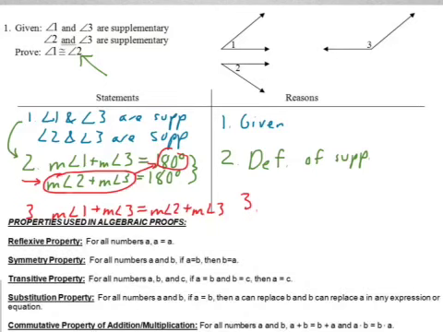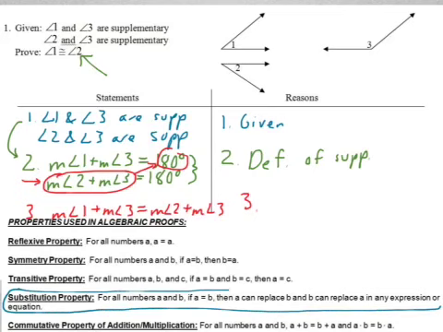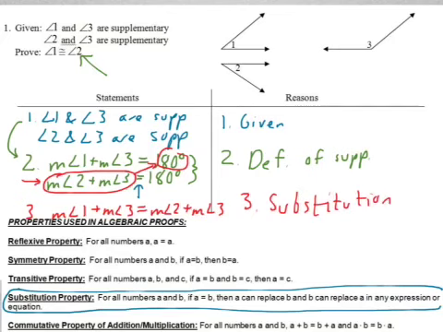We're basically using the substitution property, because it says if A equals B, if two things are the same, as they were here, then A can replace B and B can replace A in any expression or equation. So I used measure of angle 2 plus measure of angle 3 and replaced 180 with it. So my reason for statement number 3 is the substitution property. Okay, so we're getting closer.